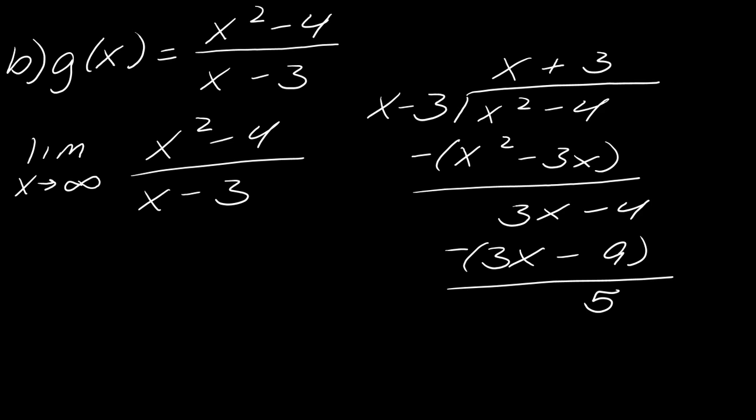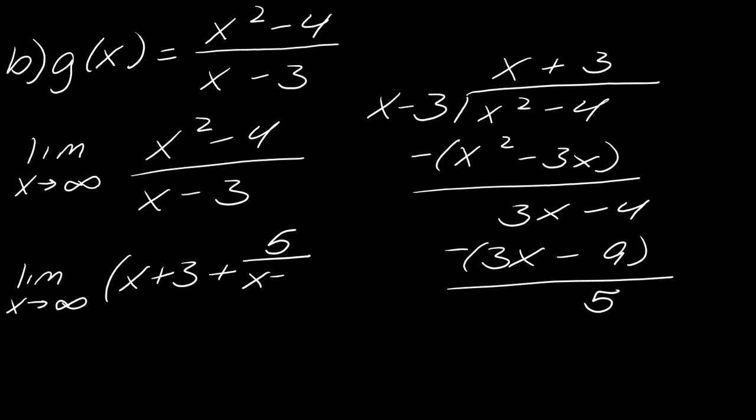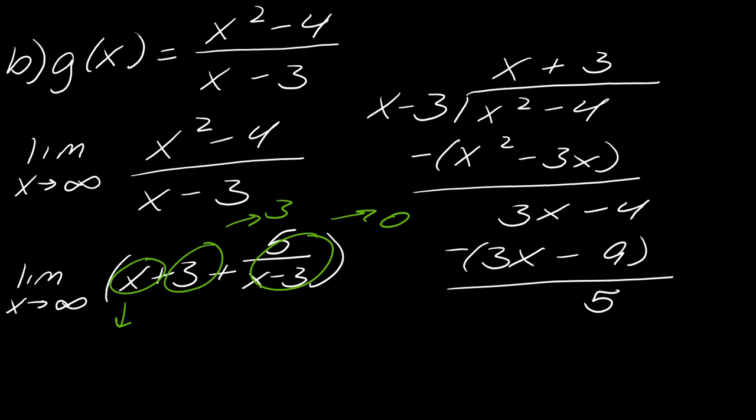So what that tells me is that this limit I can actually rewrite as the limit as x approaches infinity of x plus 3 plus the remainder of 5 over x minus 3. So now I can go through and evaluate this. This 5 over x minus 3 is going to go to 0. So let's just note that. That goes to 0. This part right here will just go to 3, which is like whatever. And then this x right here is going to go to infinity. So that tells me that this entire expression is going to go to infinity.